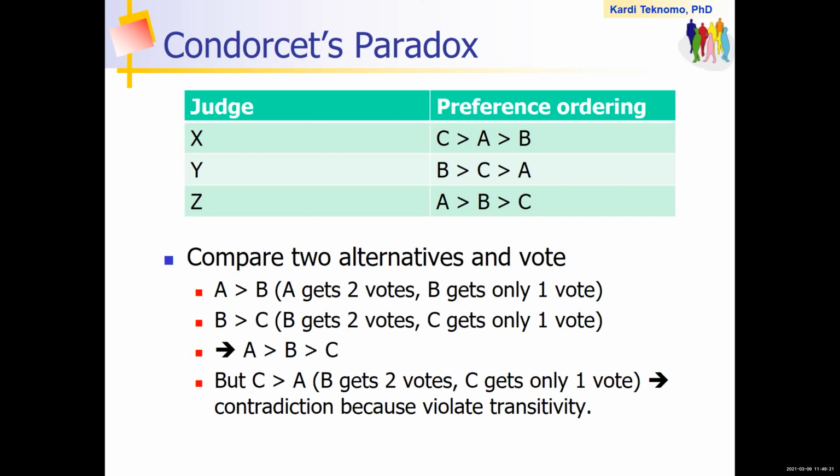What is transitivity? If A is bigger than B and B is bigger than C, if transitive, then A must be bigger than C. But in this case, it's not. So it's a paradox. Okay? When you judge based on the preference, there is a possibility of paradox. In that case, you cannot decide.